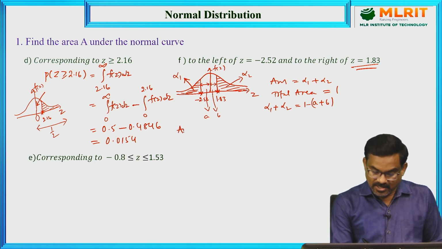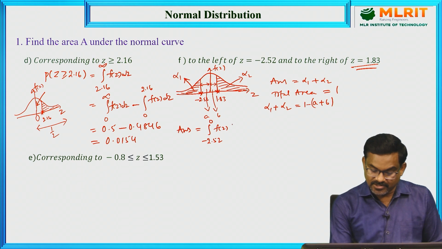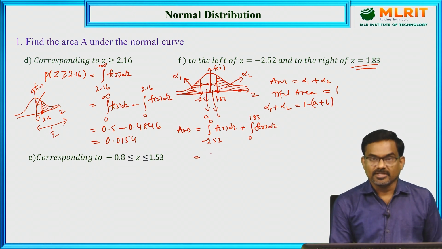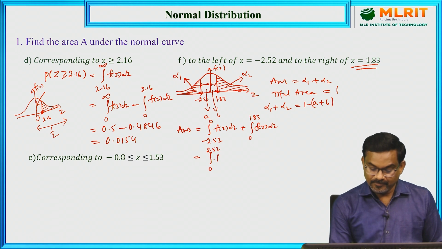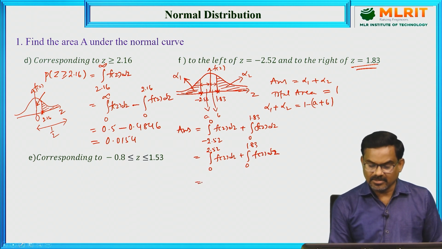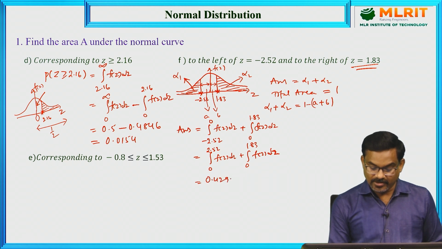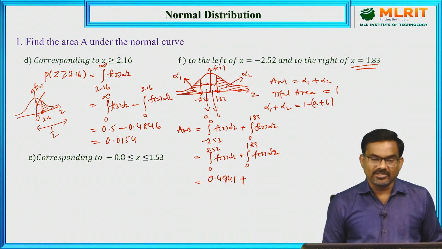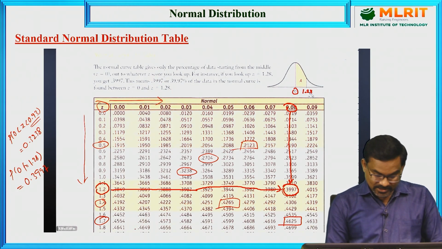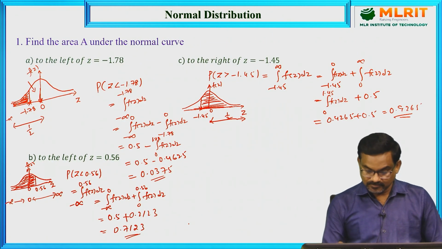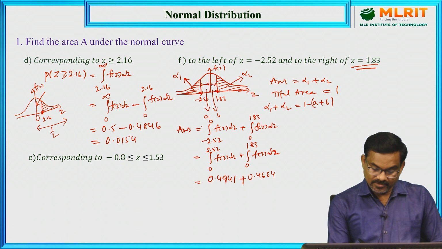So the final answer is the area from minus 2.52 to 0 f of z dz plus the area from 0 to 1.83 f of z dz, and the negative portion is equal to the corresponding positive portion, 0 to 2.52, plus 0 to 1.83. We can find these two areas using the standard normal curve. The area from 0 to 2.52 is 0.4941, plus the area from 0 to 1.83, which is 0.4664. So here this is A plus B.